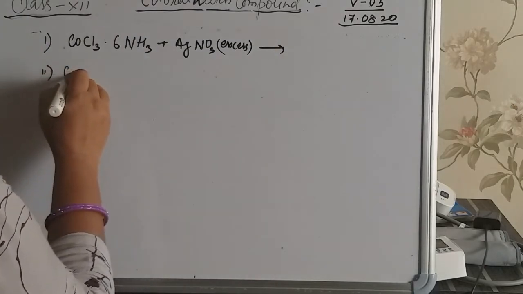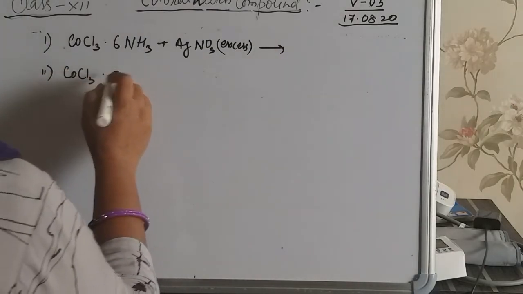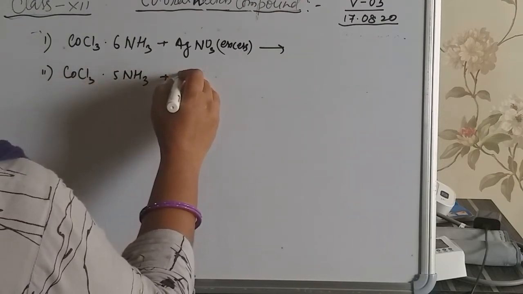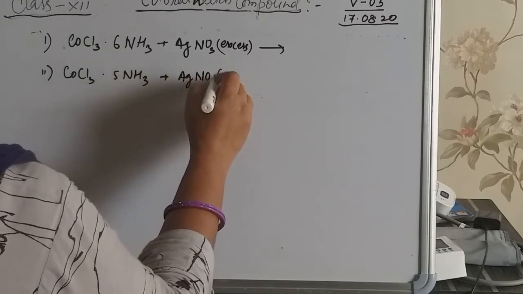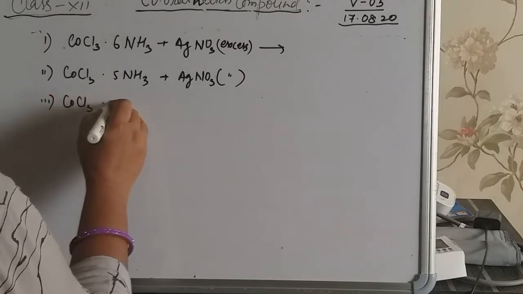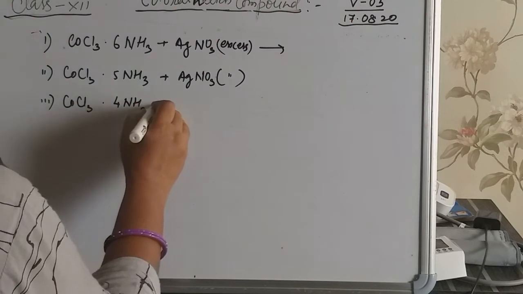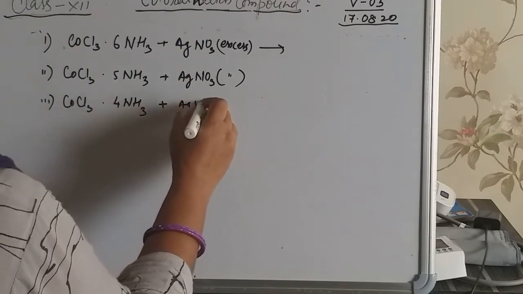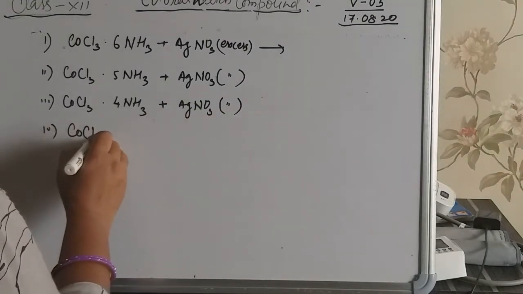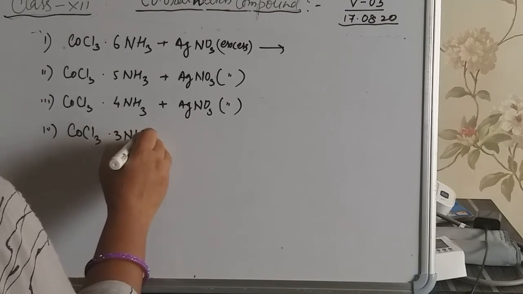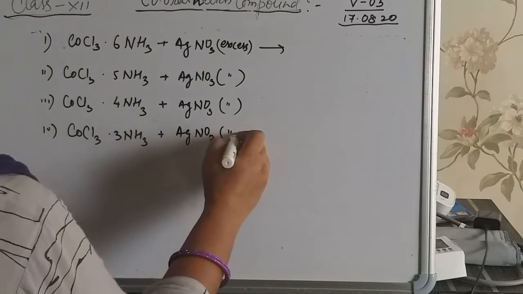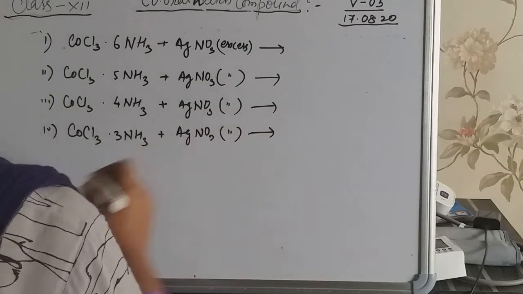Next experiment, cobalt chloride treated with 5 NH3 and silver nitrate in excess. Next one is cobalt chloride with 4 NH3 treated with silver nitrate in excess. Number 4, cobalt chloride with 3 molecules of ammonia, treated with silver nitrate in excess. So let's see what happened.